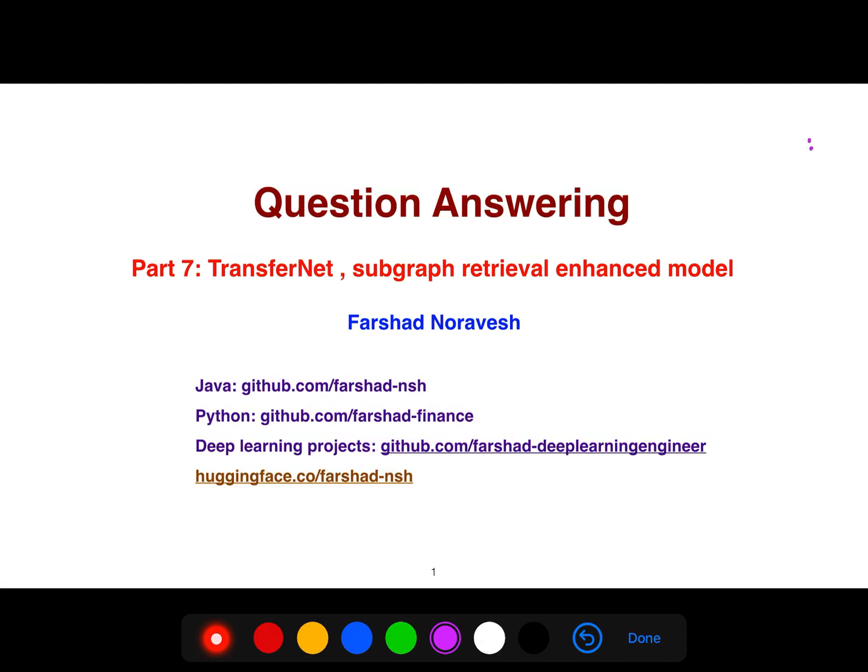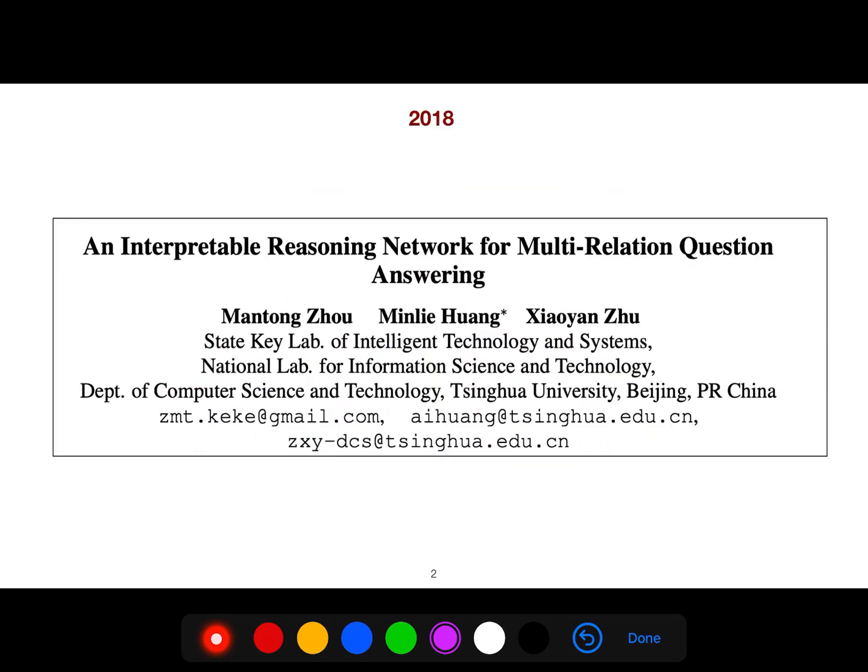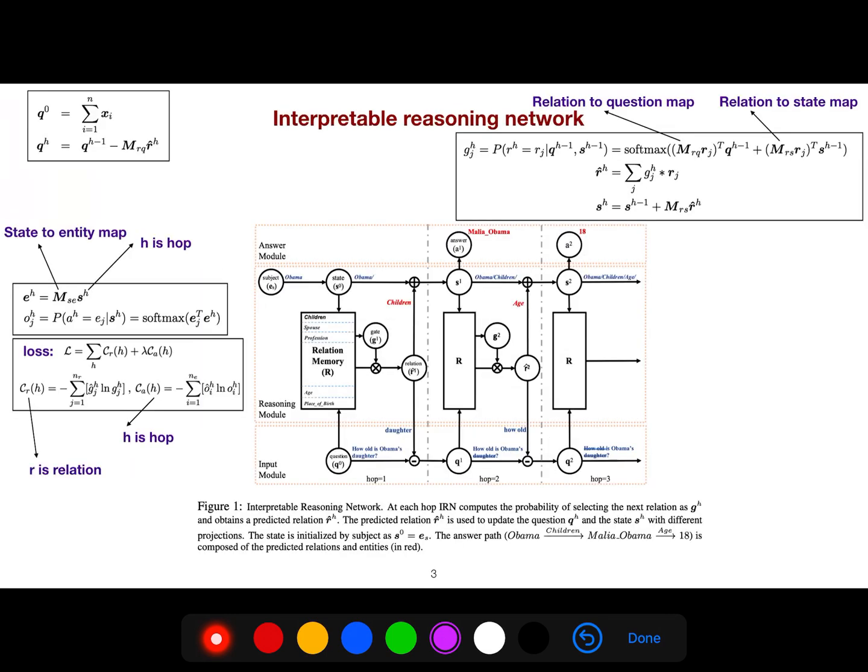Well, today is another beautiful day that I want to explain TransferNet article and also Subgraph retrieval enhanced model. But before that, I want to review another article, which is an interpretable reasoning network for multi-relation question answering. It's a very simple model.